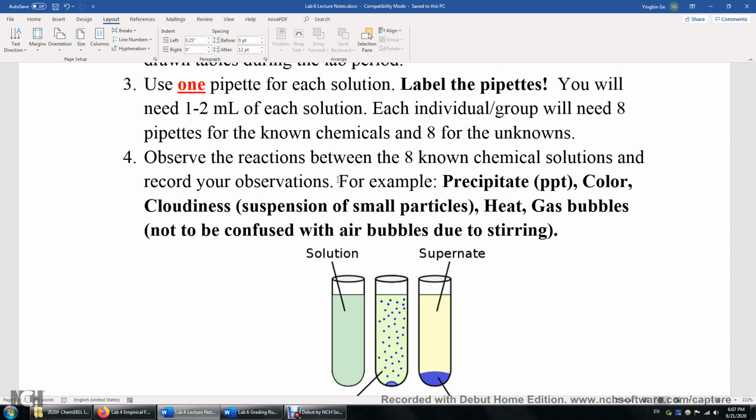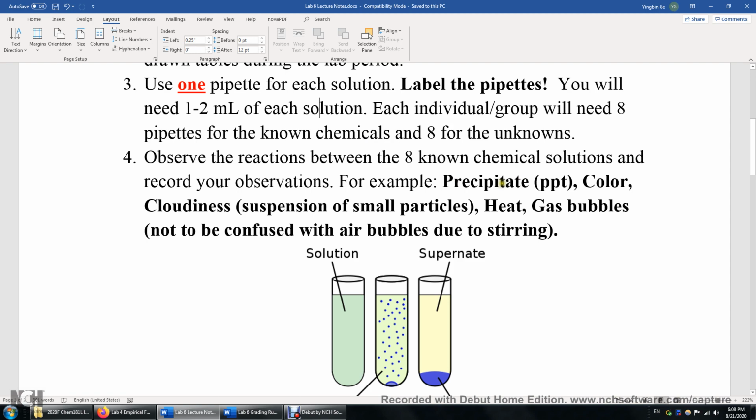What kind of observations? Well, when there's no reaction, just put NR in the cell. But sometimes you may observe precipitates with a color. You may observe cloudiness, heat, if you feel it. You may see gas bubbles if gas is produced. But sometimes, if you just mix water with water, due to the stirring, you may see air bubbles. So do not confuse air bubbles with the production of a new chemical in the gas state.